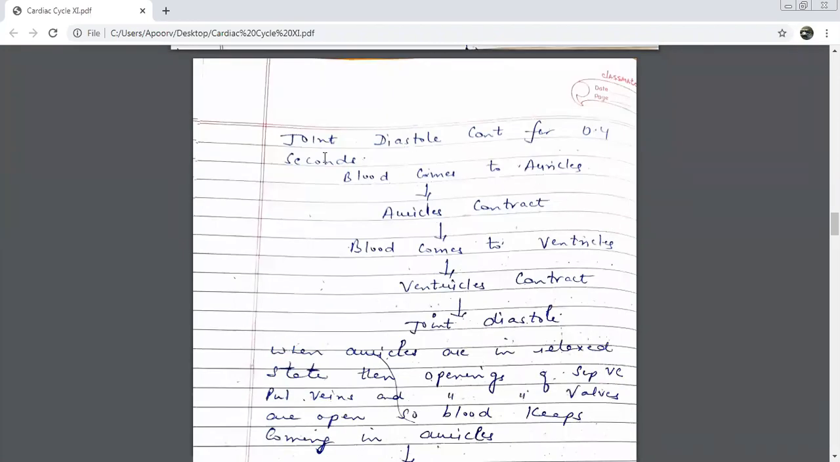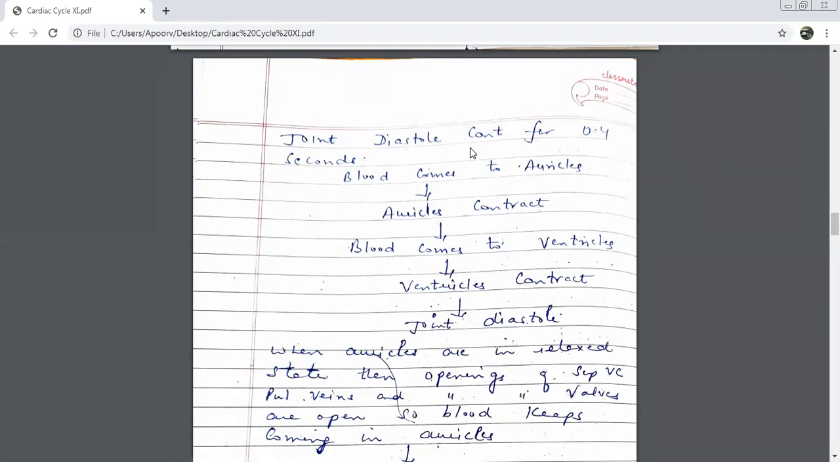The joint diastole, what is joint diastole? Tell me very quickly. I told you what is joint diastole. A phase of relaxation in which both the ventricles and auricles relax. This continues for 0.4 seconds. That means all the four chambers of your heart are in a very relaxed state. They are not doing anything for how many seconds? 0.4 seconds.